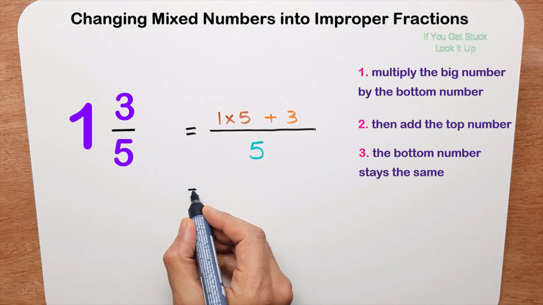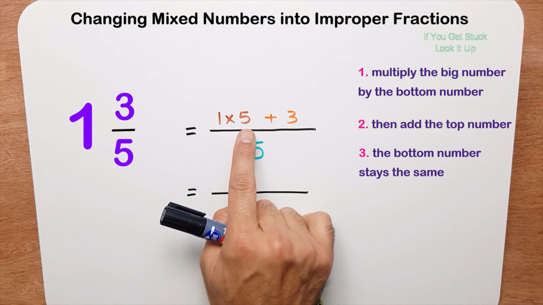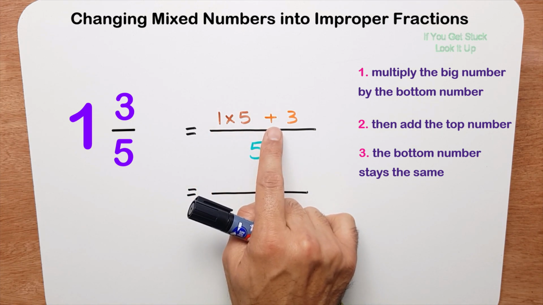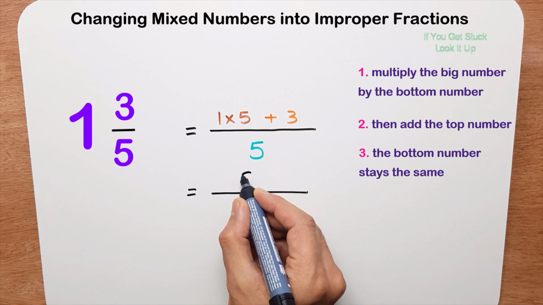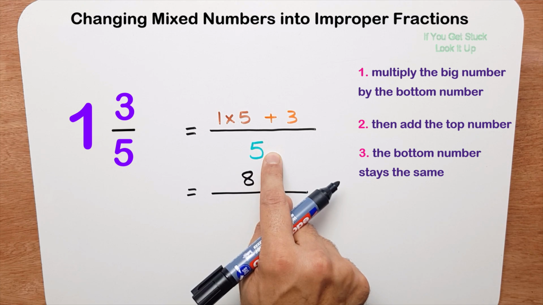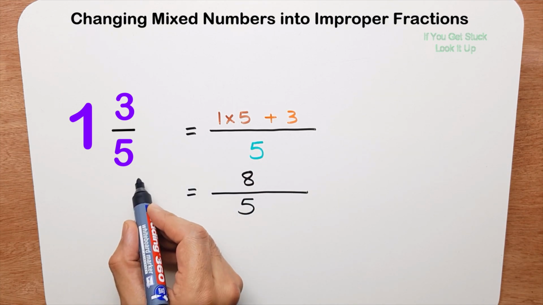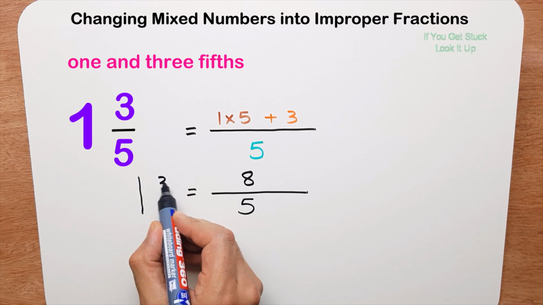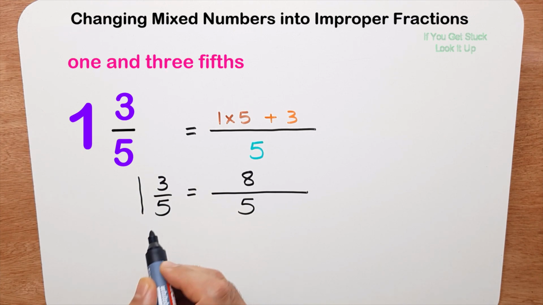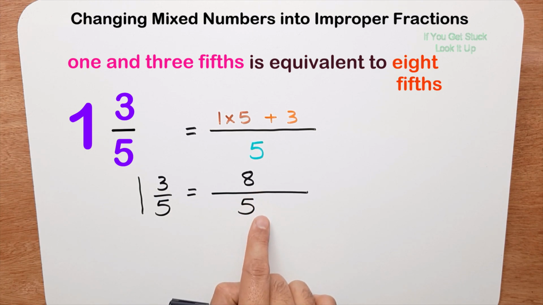So let me write equals and my fraction line. 1 times 5 is 5, plus 3 is 8. And the 5 at the denominator stays the same. So I can say 1 3/5 is equal to, or equivalent to, 8/5.